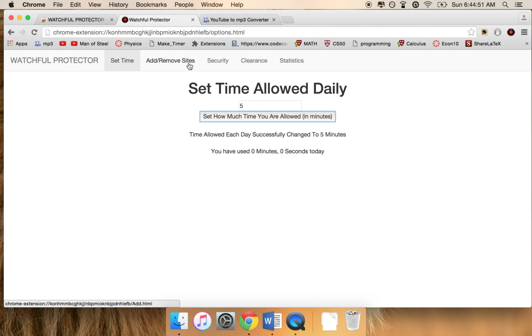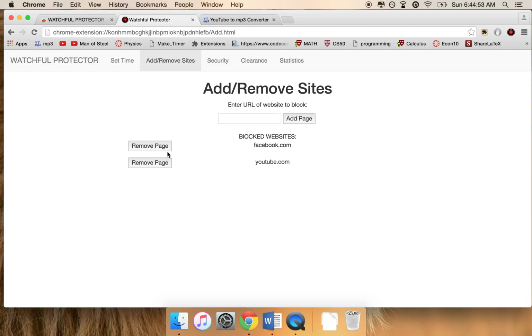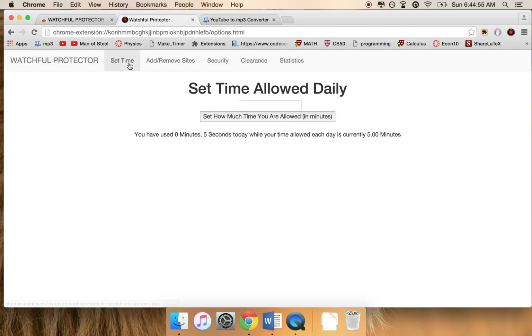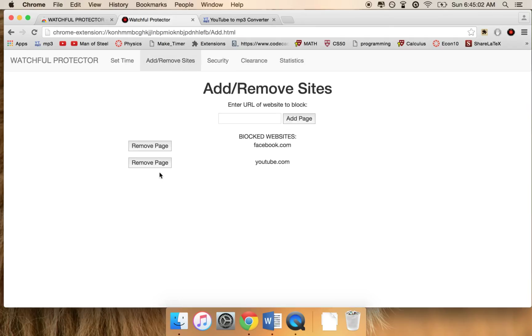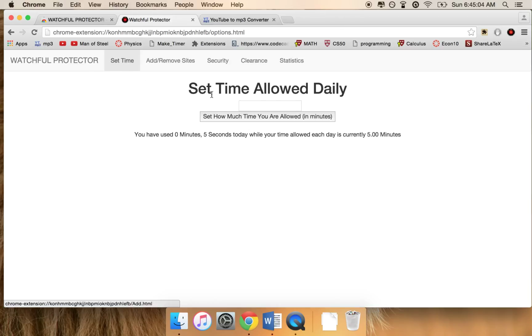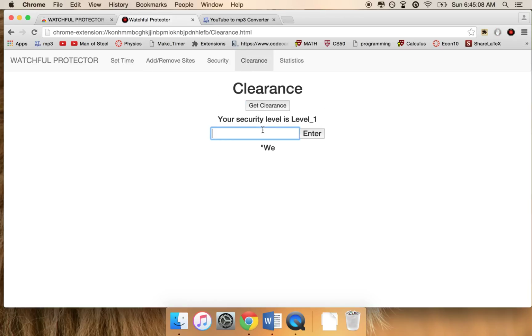Now, what would a procrastinator do? Obviously, the procrastinator would want to remove pages or increase the amount of time allowed. So I have a security system in place where there are different levels of security. But let's say I'm on security level 1, then I can't just remove a website. I have to get clearance. And I can't just increase the amount of time. I have to get clearance. So how do I get clearance? I go to this thing where I have to write exactly what it says. If I mess up, I have to start again.